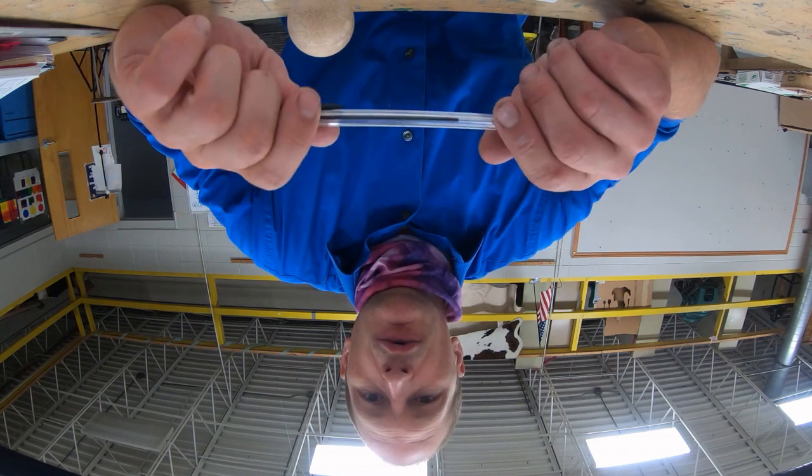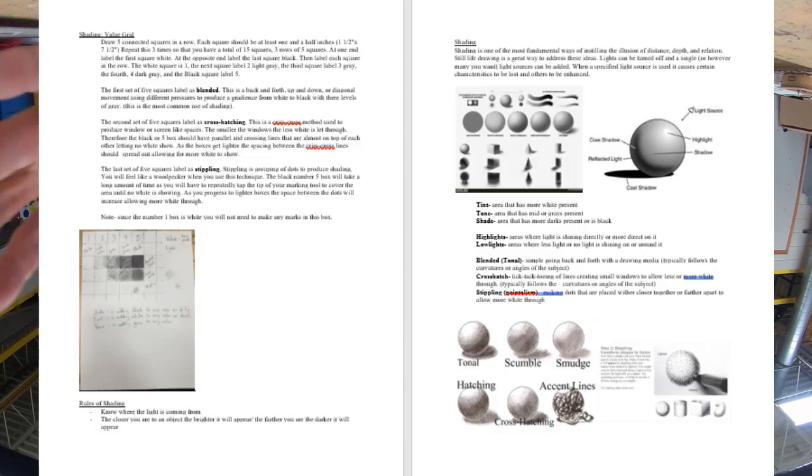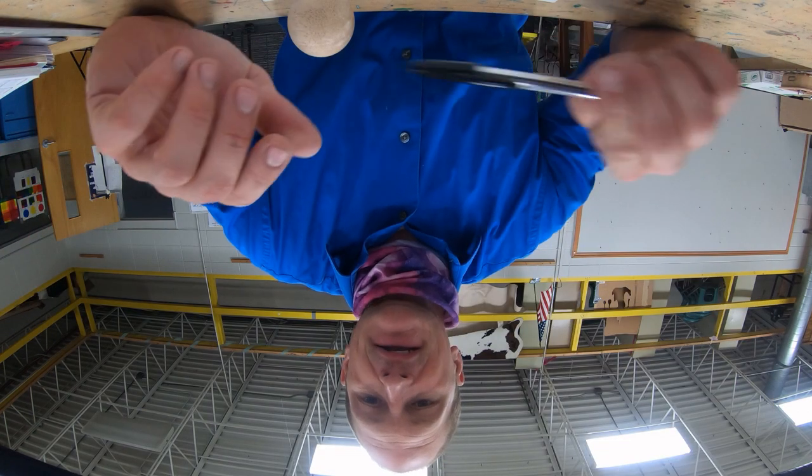So in the last video, we went through the three different techniques of shading: stippling, crosshatching, and blending. So in this video, we're going to go through how to use them practically.